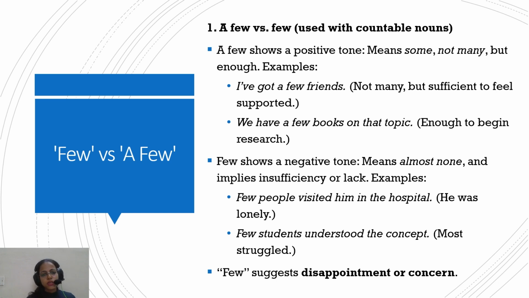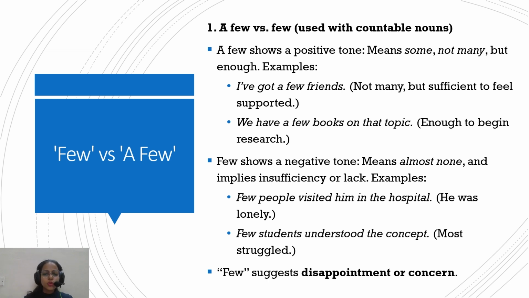Now there are some commonly confused quantifiers, so we'll see the difference between them because most of the questions are asked around this. So a few and few, which are used with countable nouns. A few shows a positive tone. It means some, not many, but enough. I've got a few friends. So I'm positively saying that I'm not lonely. There are not many, but a few are there, and it's enough for me.